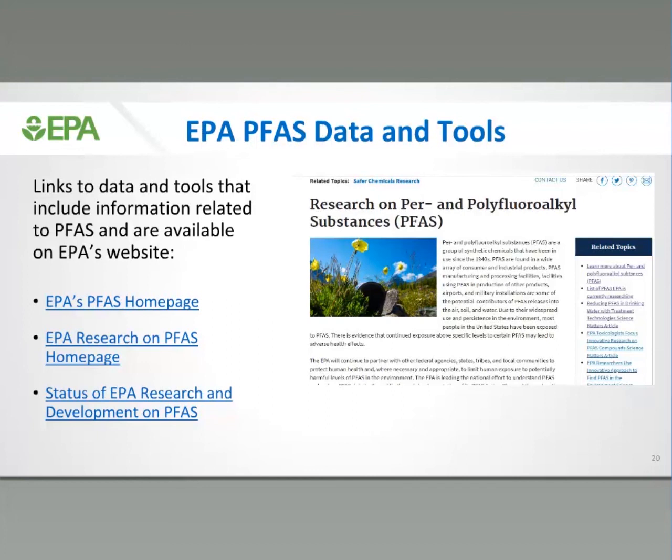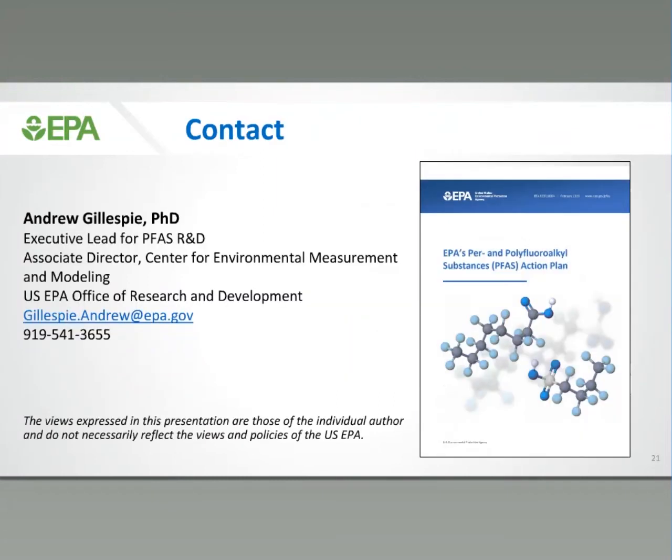All of our data and tools we make available on our website. So here are the links. You can go to EPA's PFAS homepage. We have a specific subsection of that for research. And then this third link here looks at the status of EPA research and development. So all the different projects that I talked about, you can kind of see where they are in the system in terms of progress. And so I'll wrap up there.